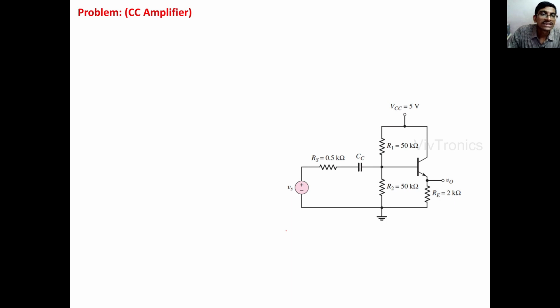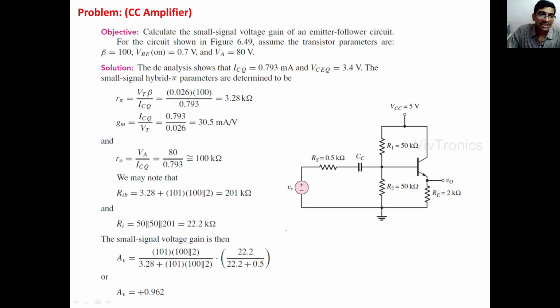Now we are going to see one problem on a CC amplifier. This is the CC amplifier circuit given for the problem, and we are going to calculate the small signal voltage gain of an emitter follower circuit for the circuit shown in the figure, assuming that the transistor parameters are beta is equal to 100, VBE is equal to 0.7 and VA is equal to 80 volts. From the DC analysis of this circuit we can calculate ICQ is equal to 0.793 and VCEQ is equal to 3.4 volts.